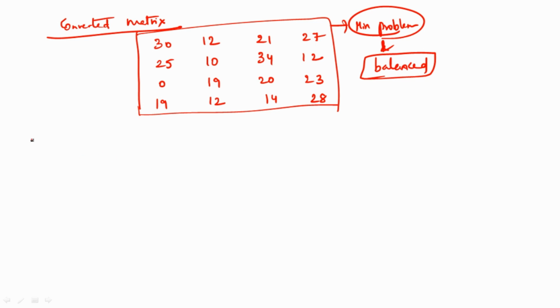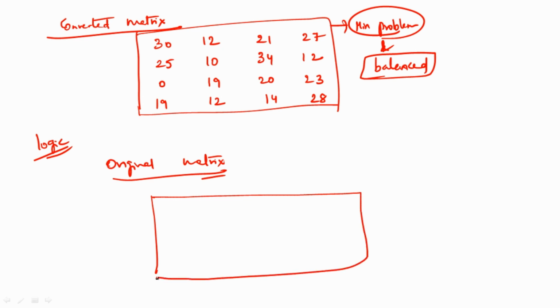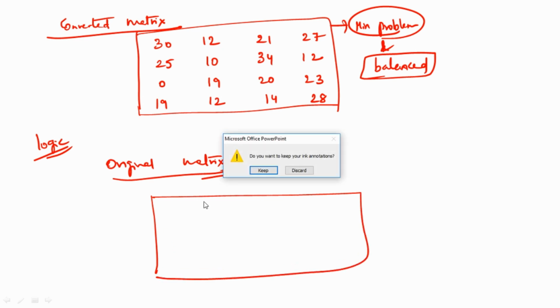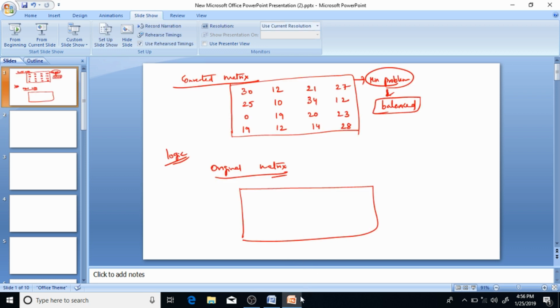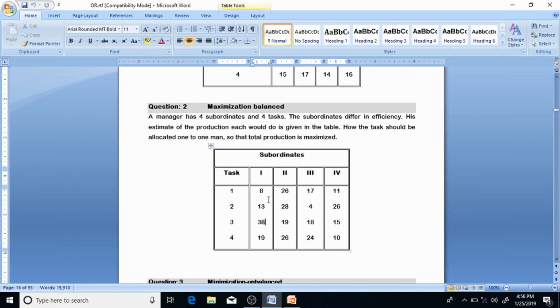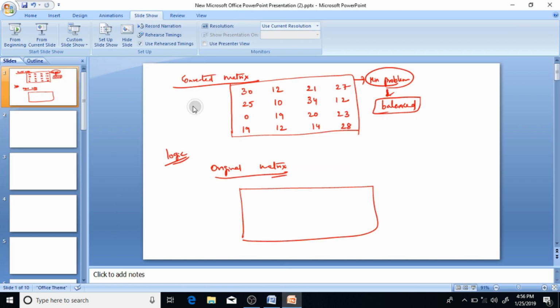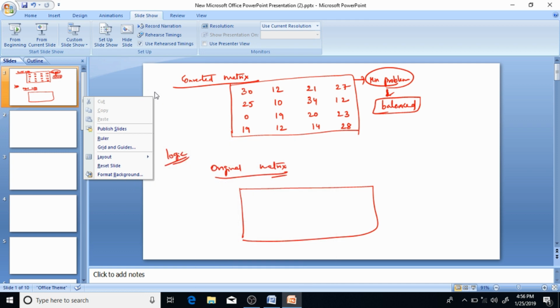Right. Now that's very important. You can ask me, what was the logic behind this conversion? Let me do one thing. I'll write the original matrix also here, the matrix which has been given in the question. Have a look into the original matrix: 8, 26, 17, 11.